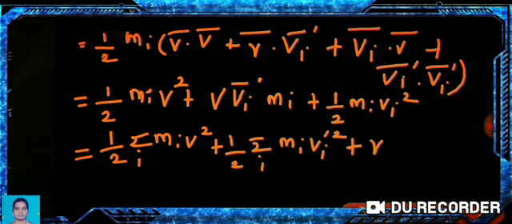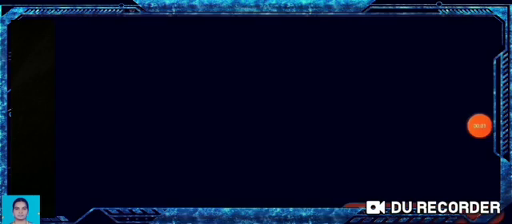plus v vector dot summation over i of mi vi vector prime. We see the last term is 0. Already we had seen that in angular momentum for a system of particles. Let us do this again also. So the last term is summation over i of mi vi vector prime.